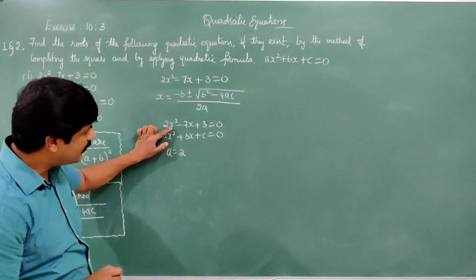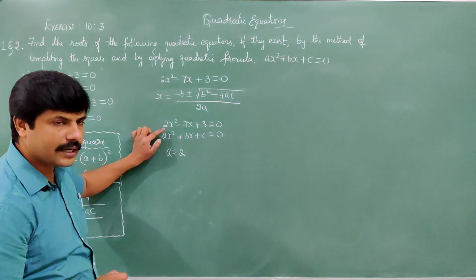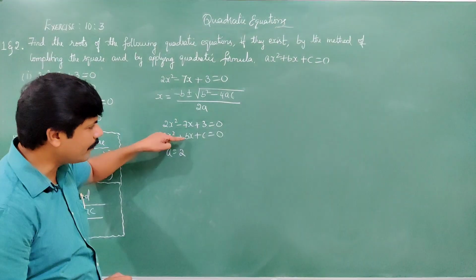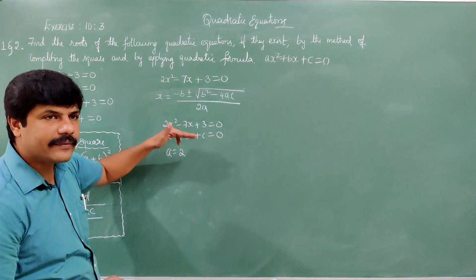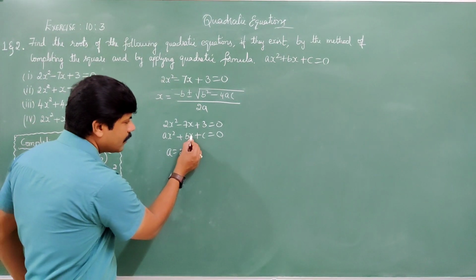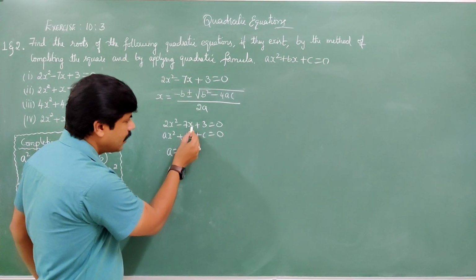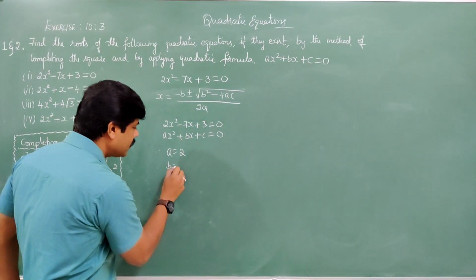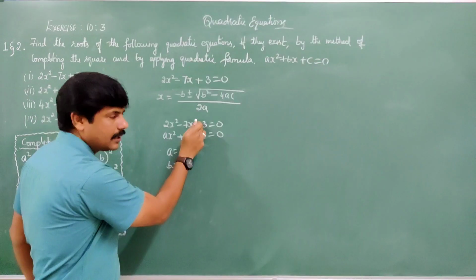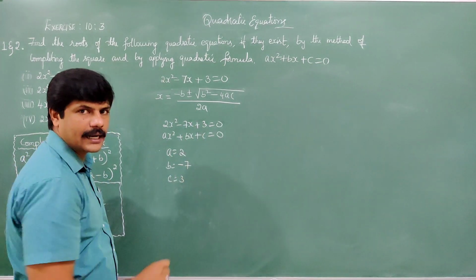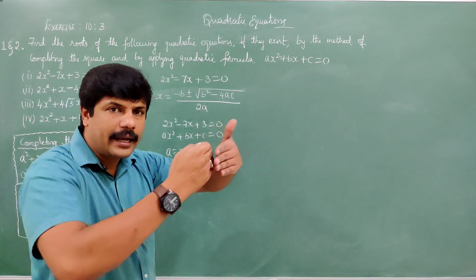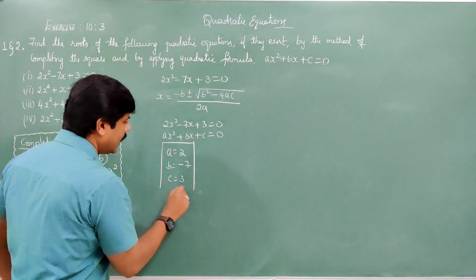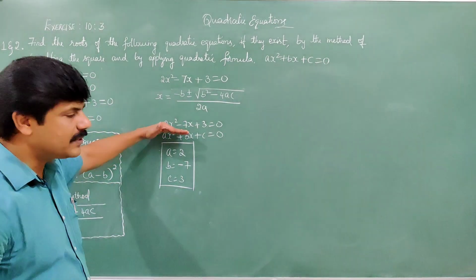Because the coefficient of x square is 2 here, and in the standard equation the coefficient of x square is a, a equals 2. Now compare the coefficient of x in the standard equation, b, with the given equation, minus 7. Consider this minus, don't forget. b equals minus 7. And the constant, c equals 3. Understand? You will get it correctly only when you write in order: x square, then x, then constant. So you have got the a, b and c values from this equation.